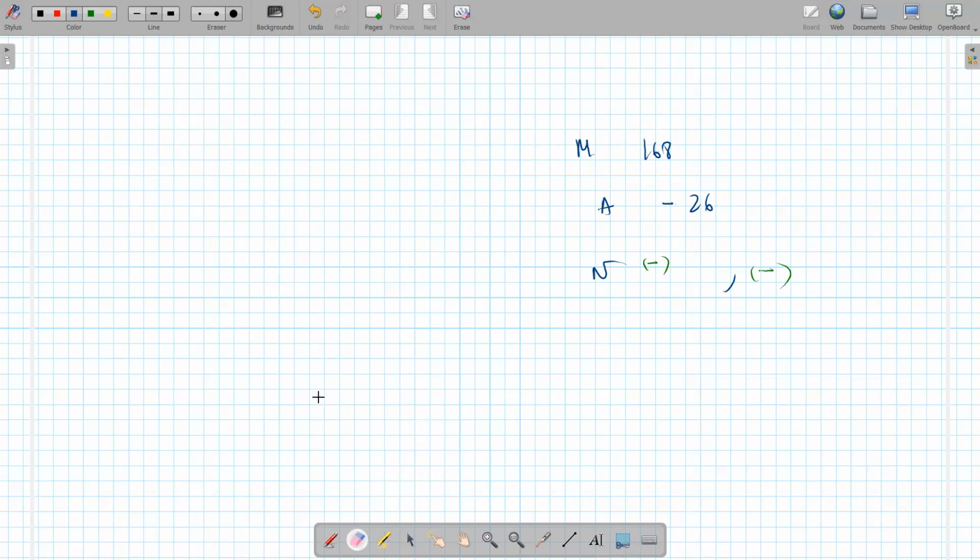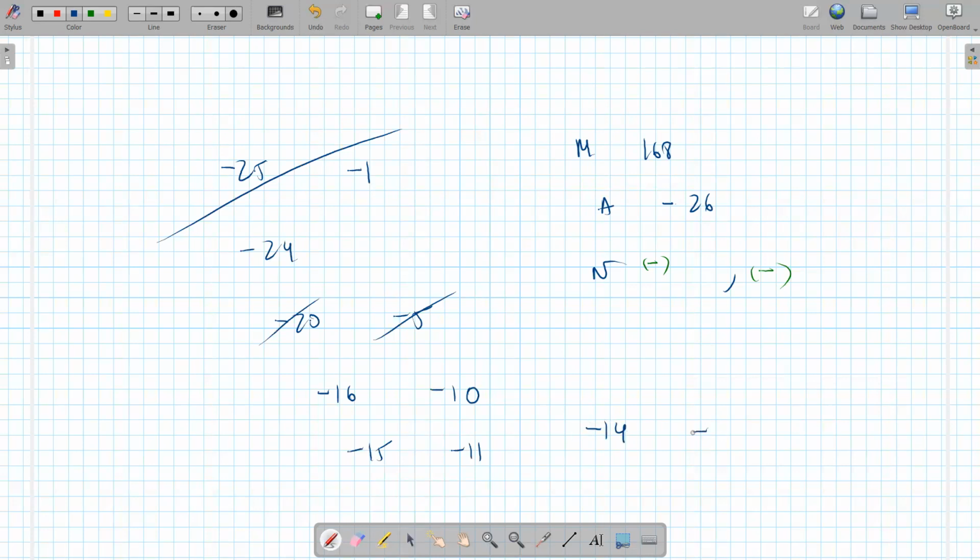So you're going to go down. You're going to check negative 25, negative 1, doesn't work. Negative 24, negative 2, doesn't work. Negative 23, negative 3 doesn't work. Negative 20, negative 5 doesn't work. Now you're getting closer and closer. Negative 16 and negative 10 doesn't work. Negative 15 and negative 11 doesn't work. And then finally, you'll get to this point, negative 14 and negative 12. Yes, that works. And those are your numbers.